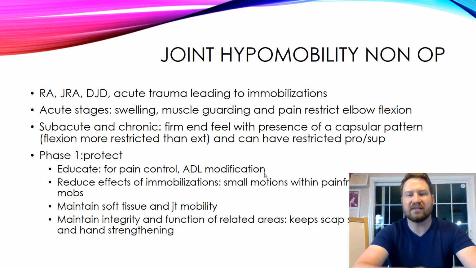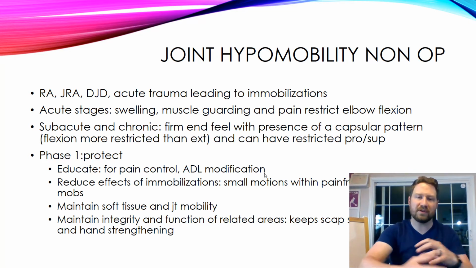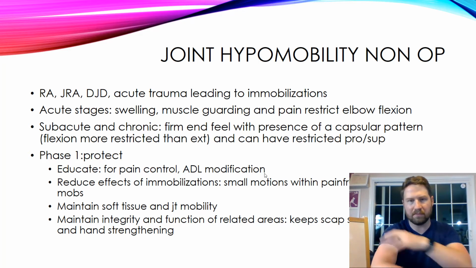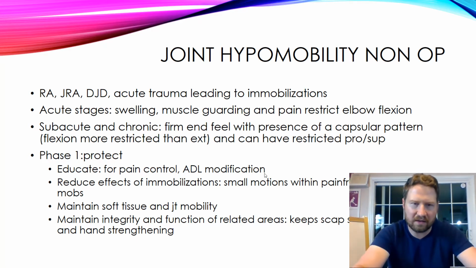So keeping the scapular stabilizers strong, wrist and hand strengthening. So not really just focusing on the elbow, right? But more focusing on the joints above and below, because we don't want those to degrade as well. Okay, so phase 1 is the protect phase. Get swelling under control, get pain under control, small motions, and maintain the areas around it.